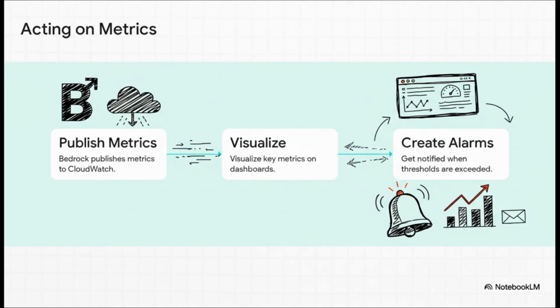So, what do you do with this number? The workflow is super straightforward. Bedrock just automatically sends this metric to CloudWatch. From there, you can put it on a dashboard to keep an eye on it. But the real power move is to create a CloudWatch alarm. You can set it up to send you an alert if, say, that filtered content count suddenly spikes. A huge spike could mean anything from a misconfigured prompt to someone trying to mess with your application.